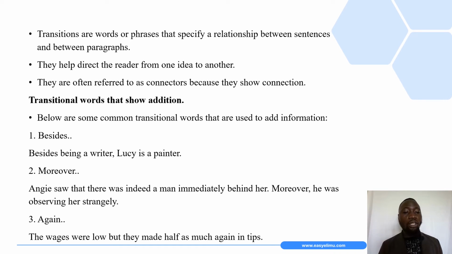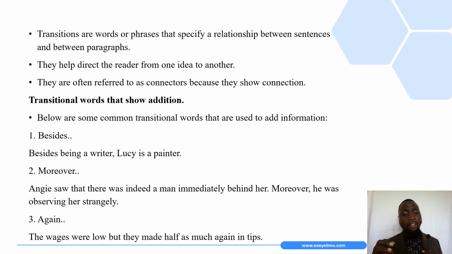So there is also the use of "again", which is also a transitional word. The example that we have in a sentence is: the wages were low, but they made half as much again in tips. So we have two ideas again in this sentence. If I try to break it down, the first information that we have is that the wages were low, full stop. The wages were low. That is also expressing a complete thought.